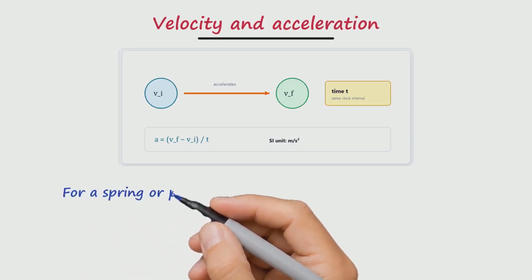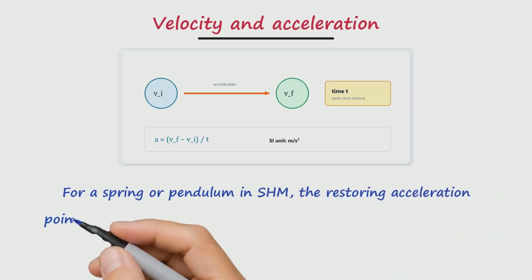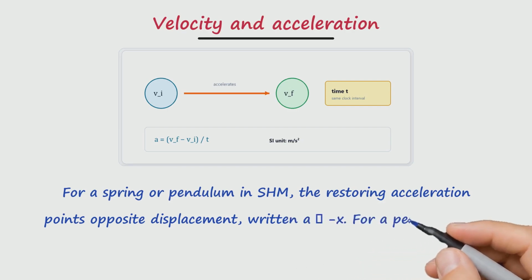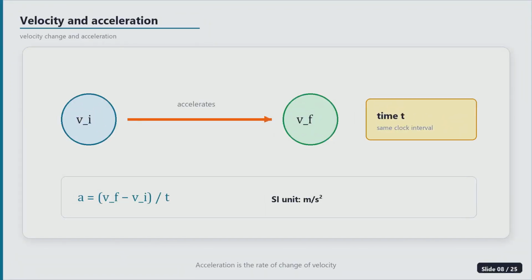For a spring or pendulum in SHM, the restoring acceleration points opposite displacement. Written a is proportional to x. For a pendulum, this approximation requires a small angle. See how the arrow for velocity can change length or direction. Acceleration is that rate of change, so you can accelerate even while slowing down or while turning at constant speed.